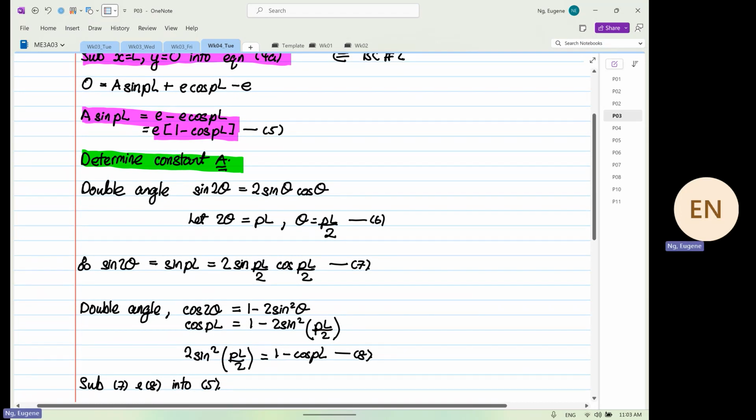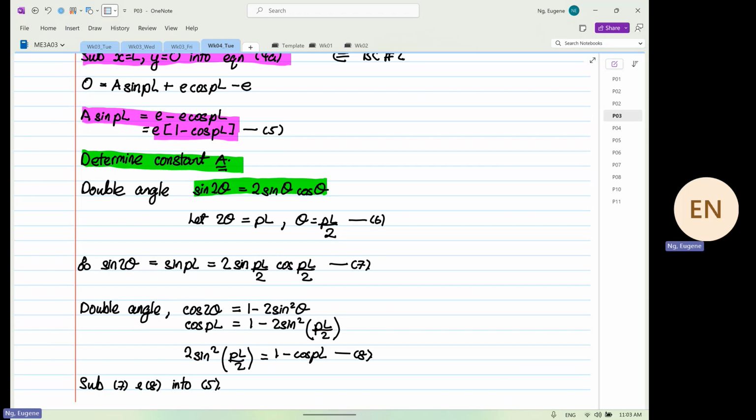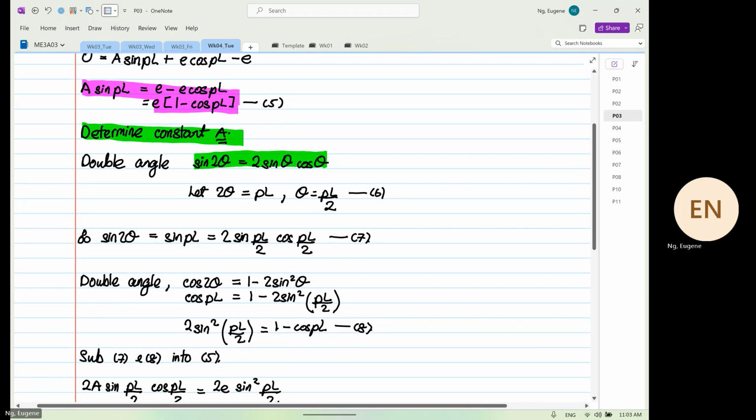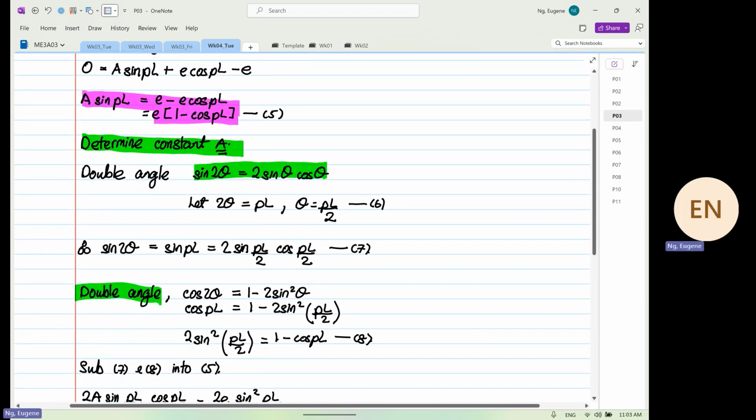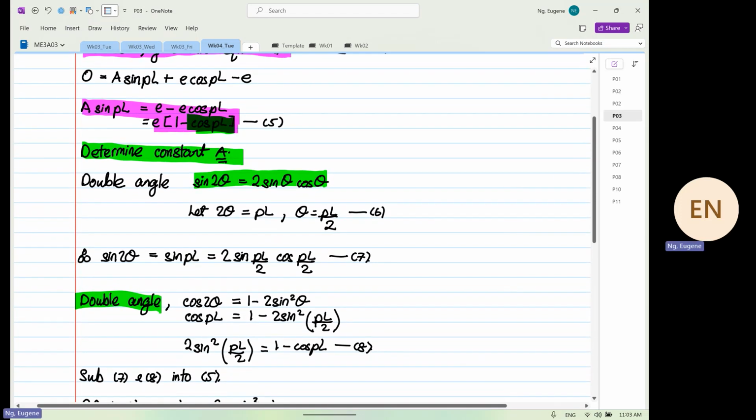So you know that sine 2 theta is 2 sine theta cos theta. Okay, we're going to let 2 theta equal to PL. So that's equation 6. Then we're going to use sine 2 theta is equal to sine PL, so it's 2 sine PL over 2 and cos PL over 2. Then we're going to use another double angle relationship, cos 2 theta, because we have cos PL over 2.